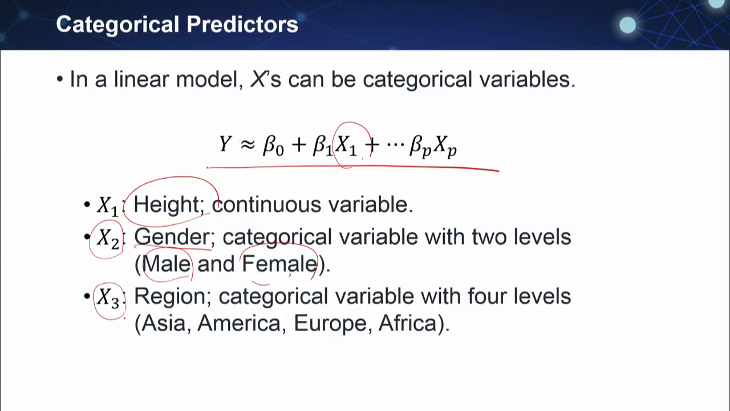So, for example, x3 is a region. This is where this man or woman comes from: Asia, America, Europe, Africa, or any other place. This is another categorical variable. In this case, it's 4 levels, but there could be more than 4 levels. Then how can you handle x2 and x3 in such a case?